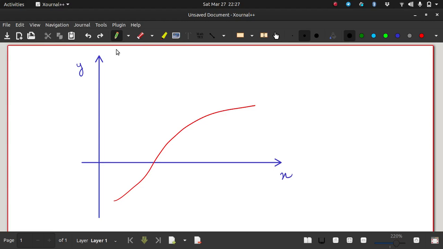Today we'll be looking at a method called the false position method, also known as the regula falsi method. This is similar to the bisection method which we saw in the previous video. This is also a root finding method. So looking at this graph, you know that the root lies here, right?